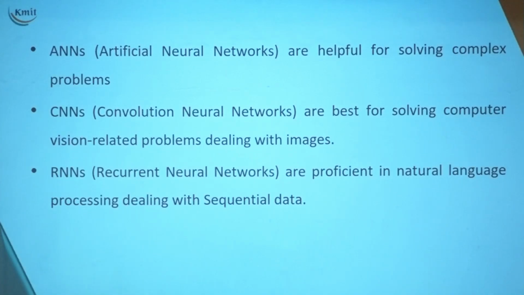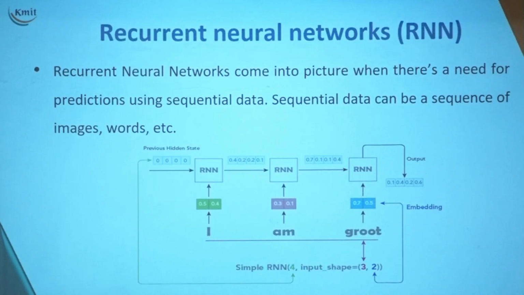So basically the conclusion is what? ANNs are used for complex problems which have numerical data. CNNs are used for dealing with what? Image processing tasks. RNNs are used for what? Natural language data or sequential data. Now let's get back to what RNNs are, how they work and all that. The main topic of today's session.